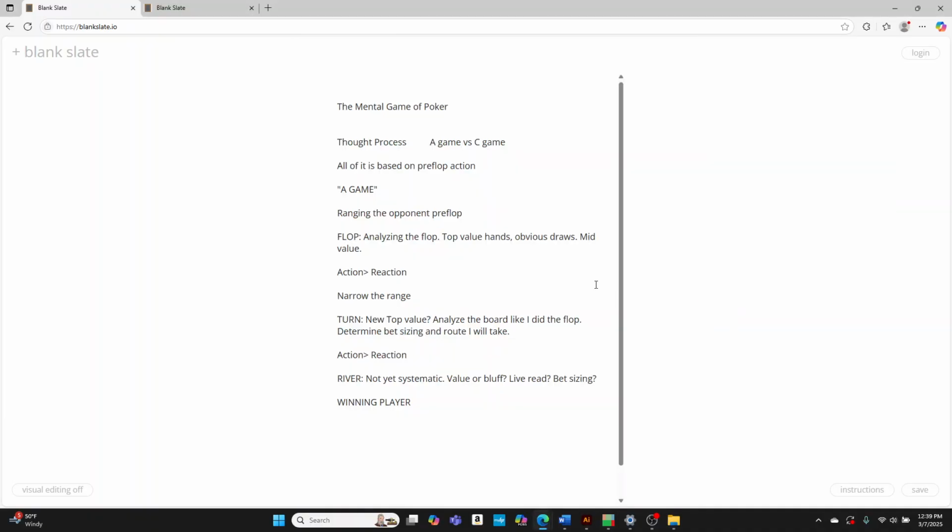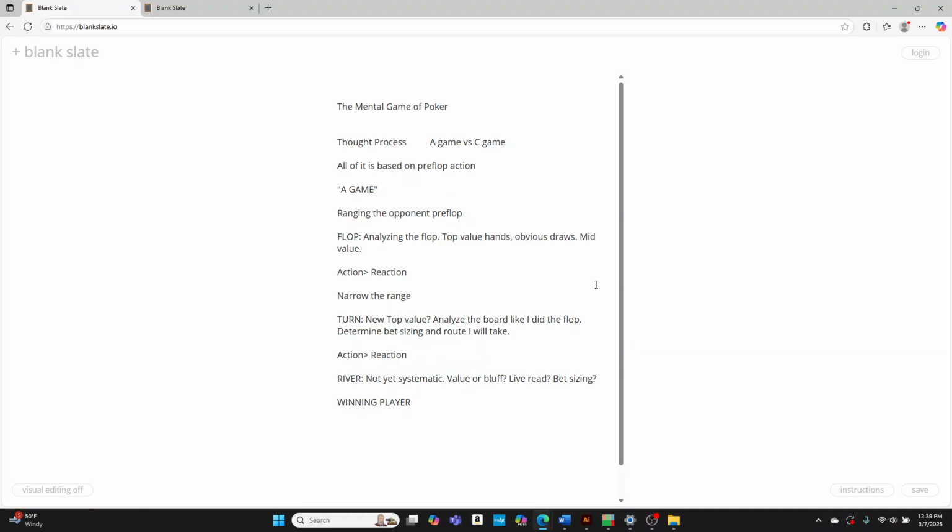And we didn't make it to the river. My A game still includes a re-range after the turn, to see what he could possibly have. Maybe I take a live read. My river play is not the greatest right now, so I don't have a system exactly. I'm trying to work on that.